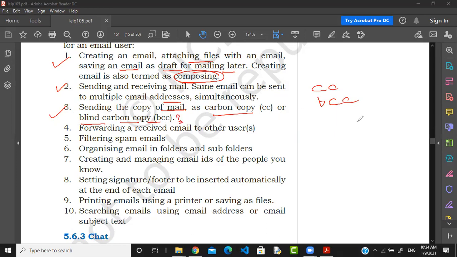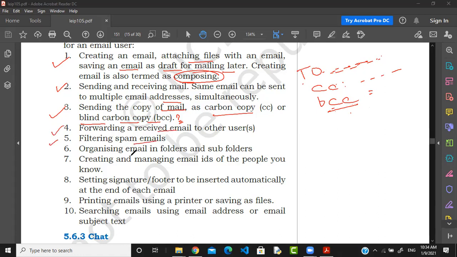If you write the email address under the BCC, this BCC is not visible to CC also, not visible to To also. There are two main recipients. To him, you want to send the message; CC, I want to send the carbon copy; and BCC, means I want to forward the mail, but I don't want anybody to come to know about this. Forwarding received mail, you can forward.